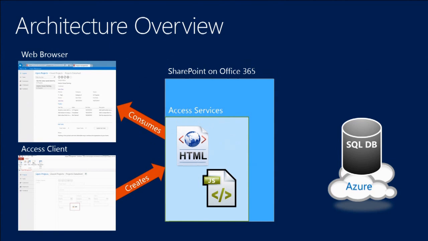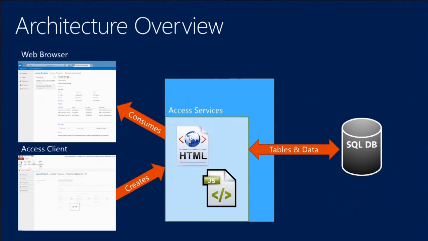And then the SharePoint app, whether you're editing the schema through the Access client or it's just accessing the data while you're using it, is going to communicate both of those things through SharePoint to the SQL database. So as I said, if this were on premises, then the architecture would look like this. It would be SharePoint that you're running on premises, and then SQL Server 2012 on the back end.